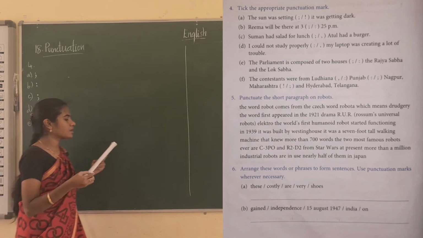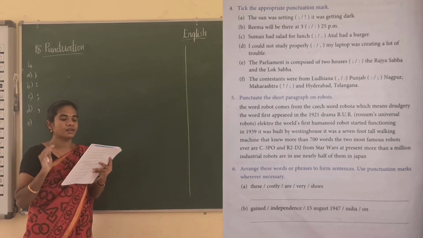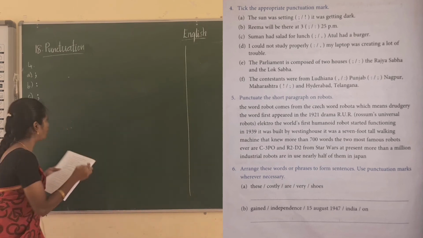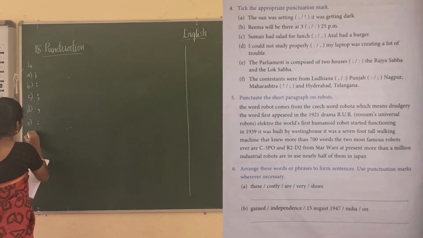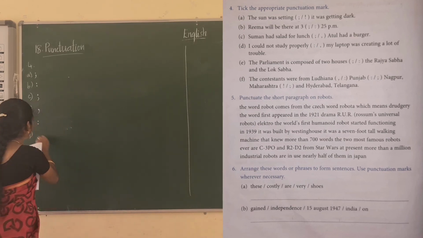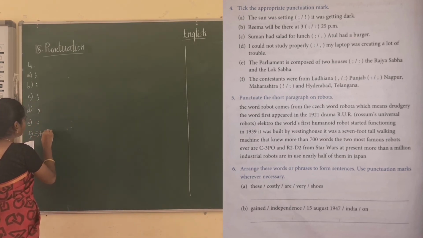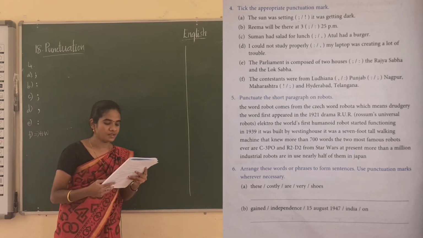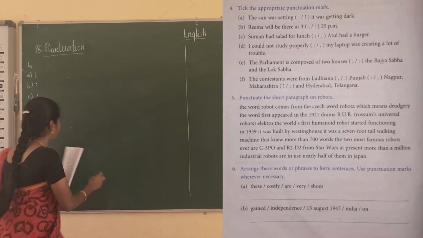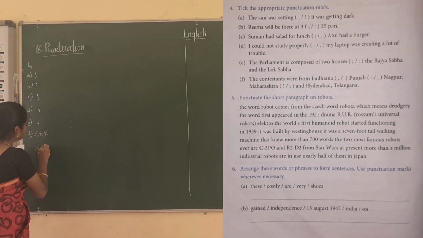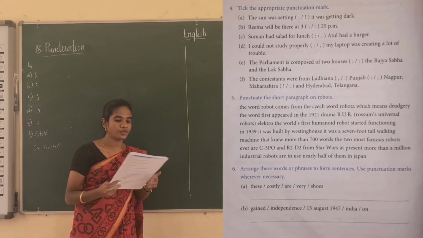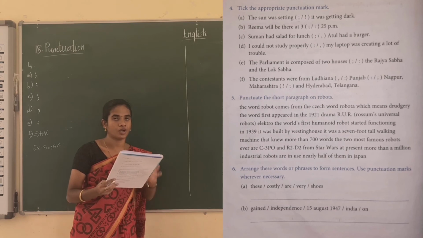Then E. The parliament is composed of two houses. The Rajya Sabha and the Lok Sabha. So here you have to put a colon. Then see F, that you have to do as the homework. You have to tick the correct punctuation mark here. And the fifth exercise is the homework for you. Here you have to punctuate the short paragraph on robotics.